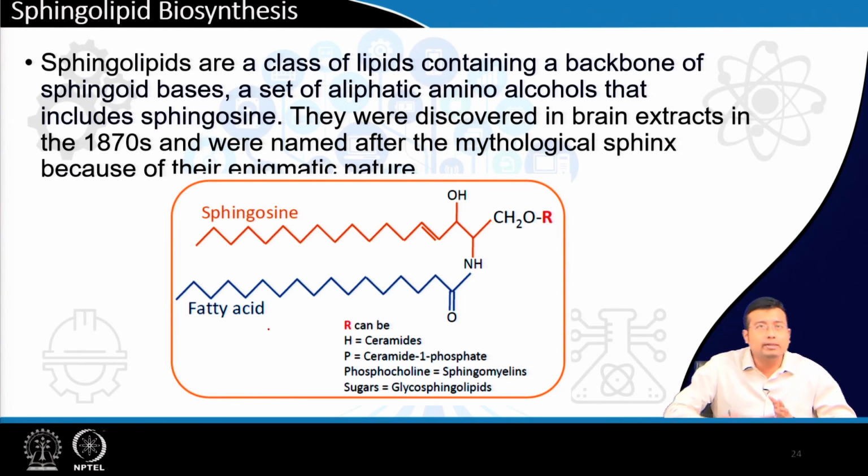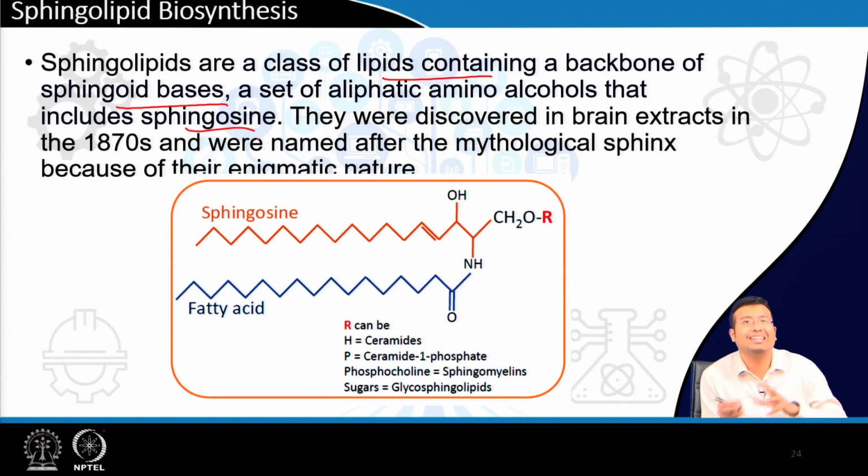And lastly, we are left with sphingolipids. So, what are sphingolipids? Sphingolipids are a class of lipids that contain a backbone of sphingoid bases, where the aliphatic amino alcohol is basically sphingosine. Okay. They were discovered in the brain extracts in the late 19th century, and were named after the mythological structure sphinx. Okay. So, that is why they are known as sphingolipids.